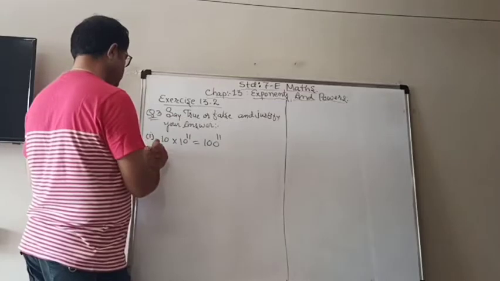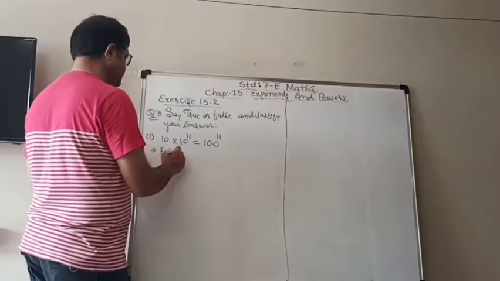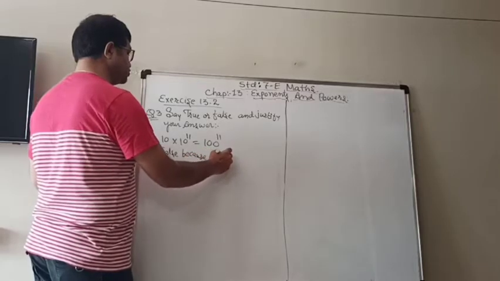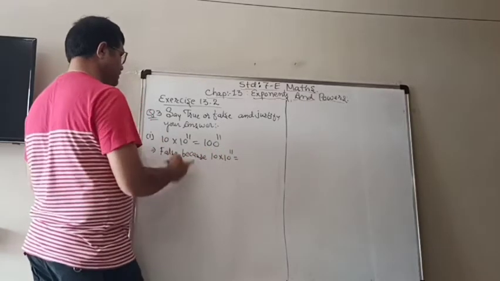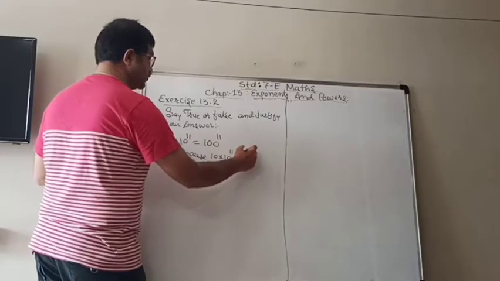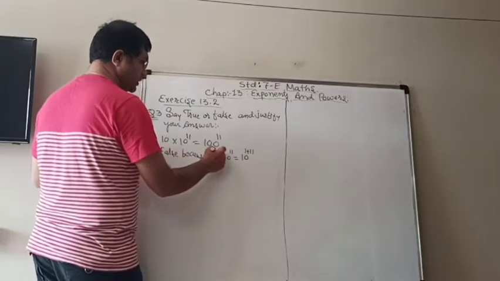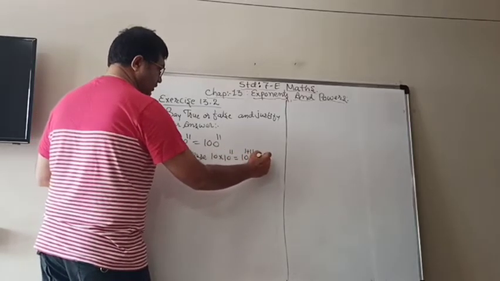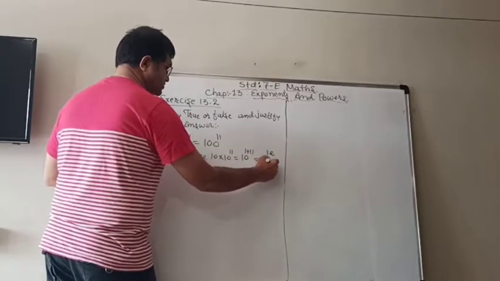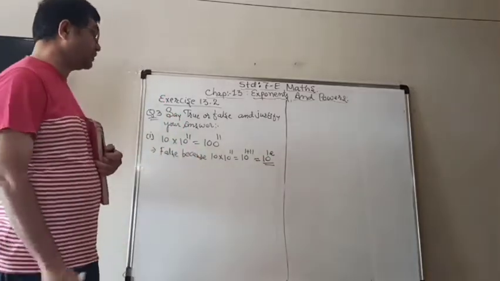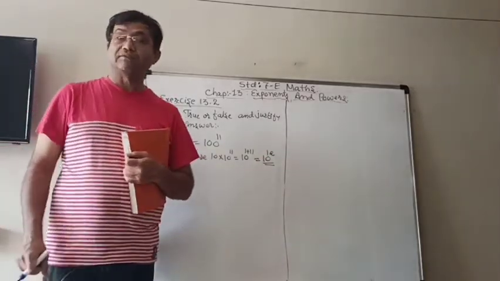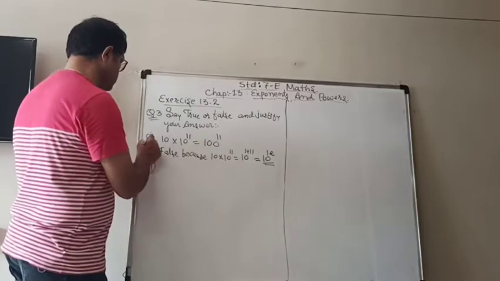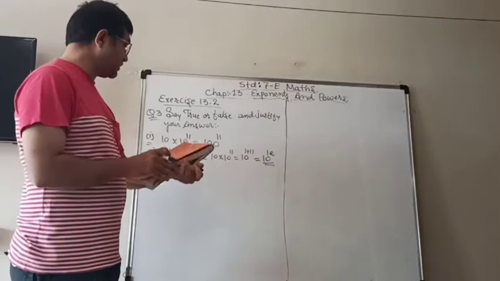So it is false, because 10 into 10 raised to 11 will be 10 raised to 1 plus 11, because here the power 1 is invisible, and so we have to add the powers. The answer is 10 raised to 12, not 100 raised to 11. So don't get confused like that.